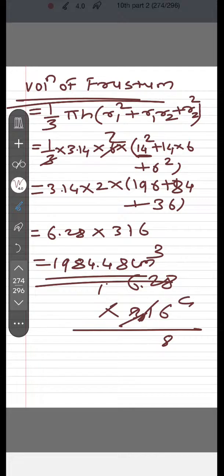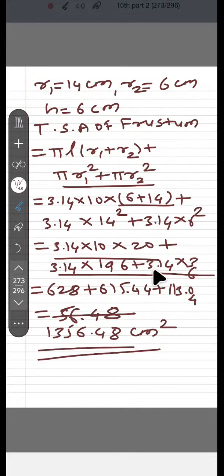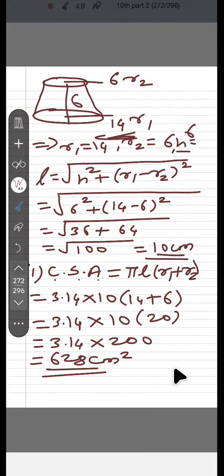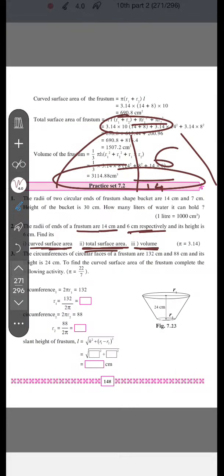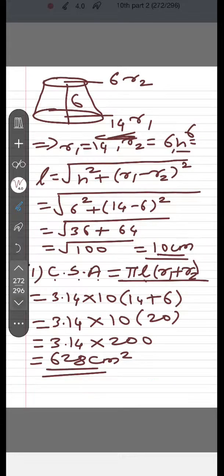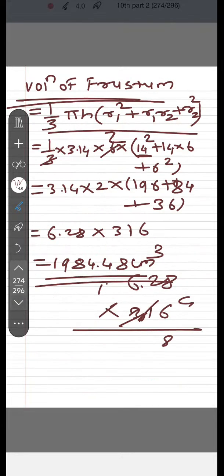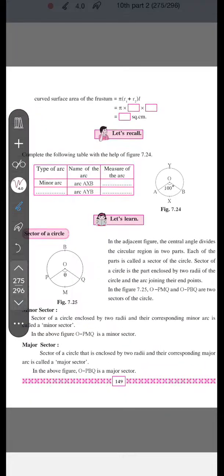This is how you have to solve such questions. What is the important thing? You have to remember the formulas. Here I have directly used the formula, here also I have directly used the formula, that's it. Very easy. What will be the main suggestion? Learn the formula first. Automatically you will understand how to use it and where you have to use it.